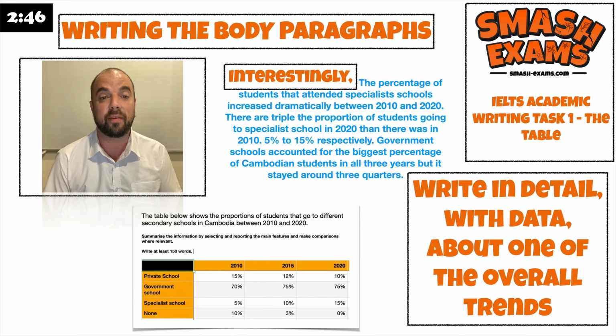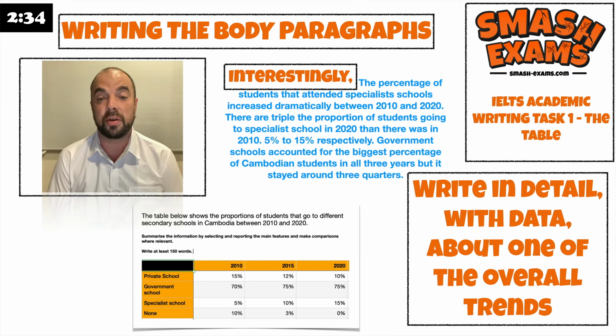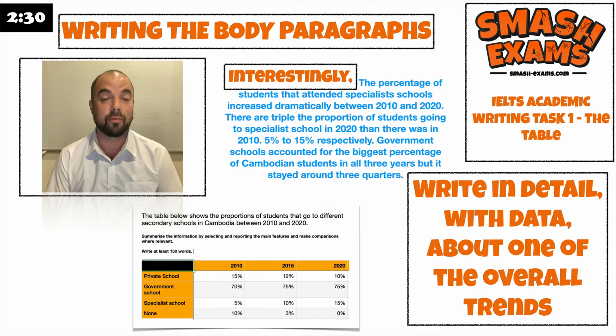2010 and 2020. There are triple the proportion of students going to specialist school in 2020 than there was in 2010, 5% to 15% respectively. Government schools accounted for the biggest percentage of Cambodian students in all 3 years, but it stayed around 3/4.